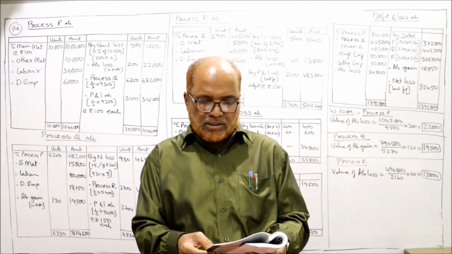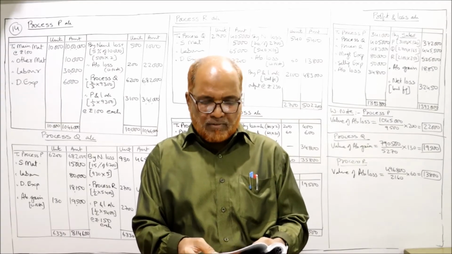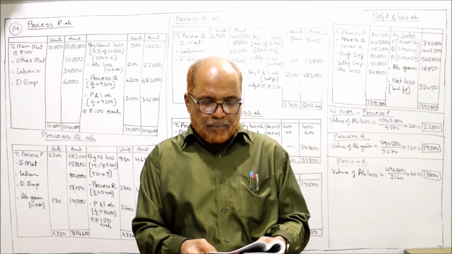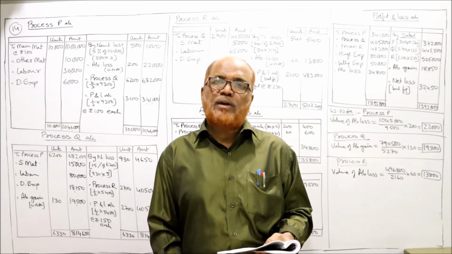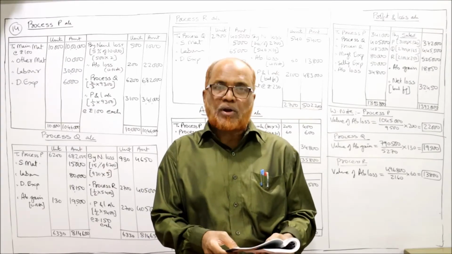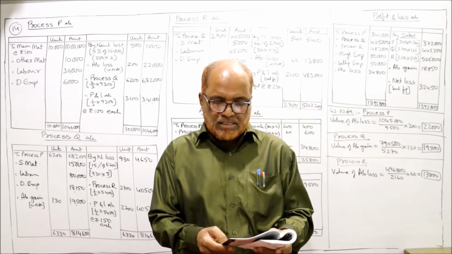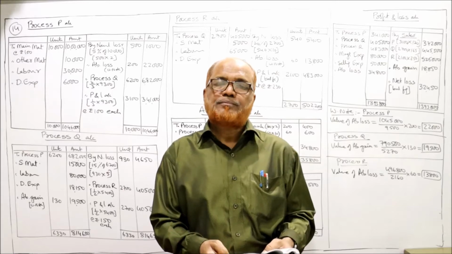Labor is given for all the three processes. Direct expenses are given for all the three processes. Sale price of output per unit: the selling price per unit of the output is given for process P 120, Q 165, R 250.